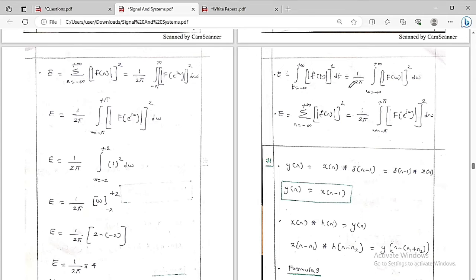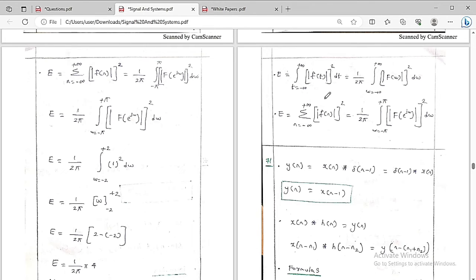If you see both the cases, here the integration is from omega equals minus infinity to plus infinity, but here the integration is only from omega equals minus pi to plus pi. Why is it like this? Because in the continuous time case, f of omega is aperiodic, whereas in the discrete time case, this f of omega is periodic. That is the reason we have to integrate only over one period. So this formula you always have to keep in your mind.